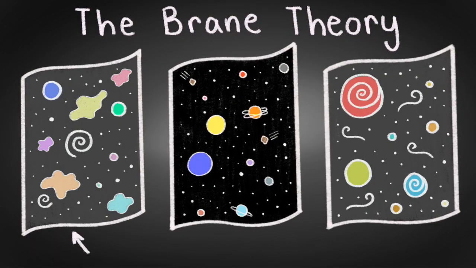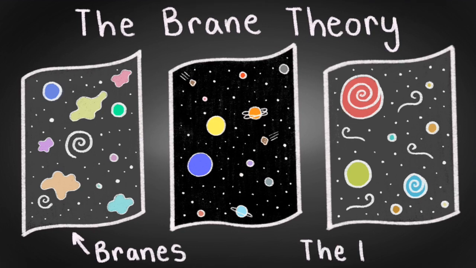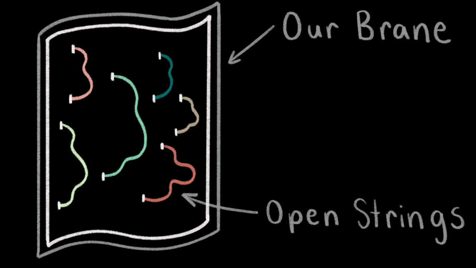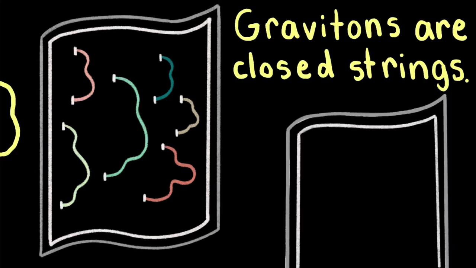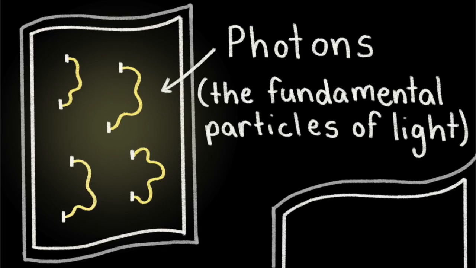Another explanation involves branes, higher dimensional worlds, in a 5th dimension called the bulk. We live on a 4-dimensional brane. While most particles are open strings confined to our brane, gravitons are closed strings that move between branes, making gravity weaker in our universe than the other forces. This brane world is invisible since photons can't enter the bulk.